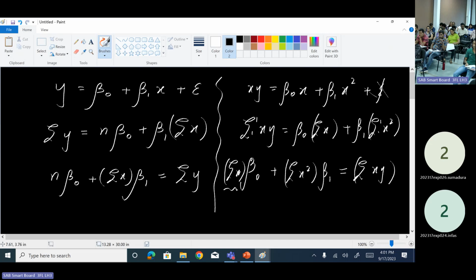Sigma x and sigma x squared can be calculated. This also can be calculated. Here n is known, sigma x can be calculated, sigma y can be calculated. So you have two equations and two unknowns, beta naught and beta 1. You solve these two and get the values. That's how we did it in the last class. Right. So now we have three features.